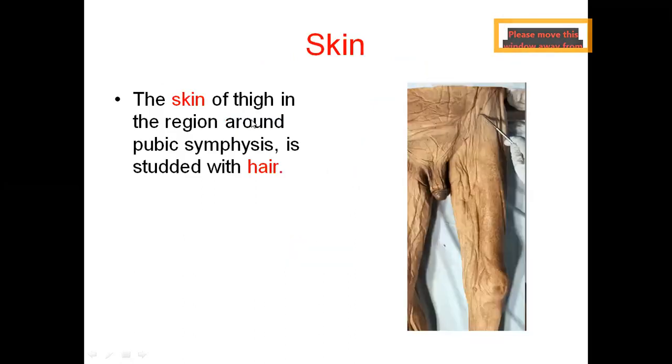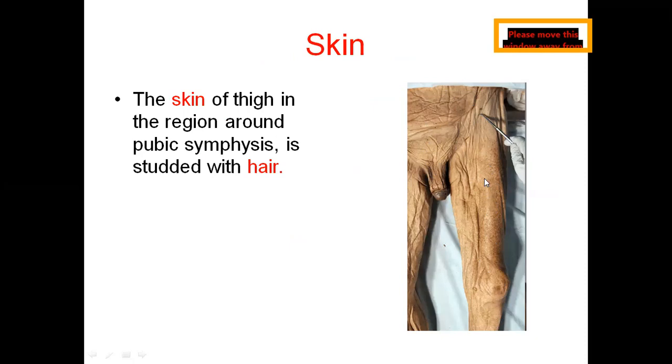To start with, as you can see in this cadaver, this is the anterior abdominal wall. We are finding the external genitalia, and this is the thigh region. This is the knee joint, extending from the hip to the knee. Whatever we have is the thigh region. So today we are going to discuss the front of the thigh.